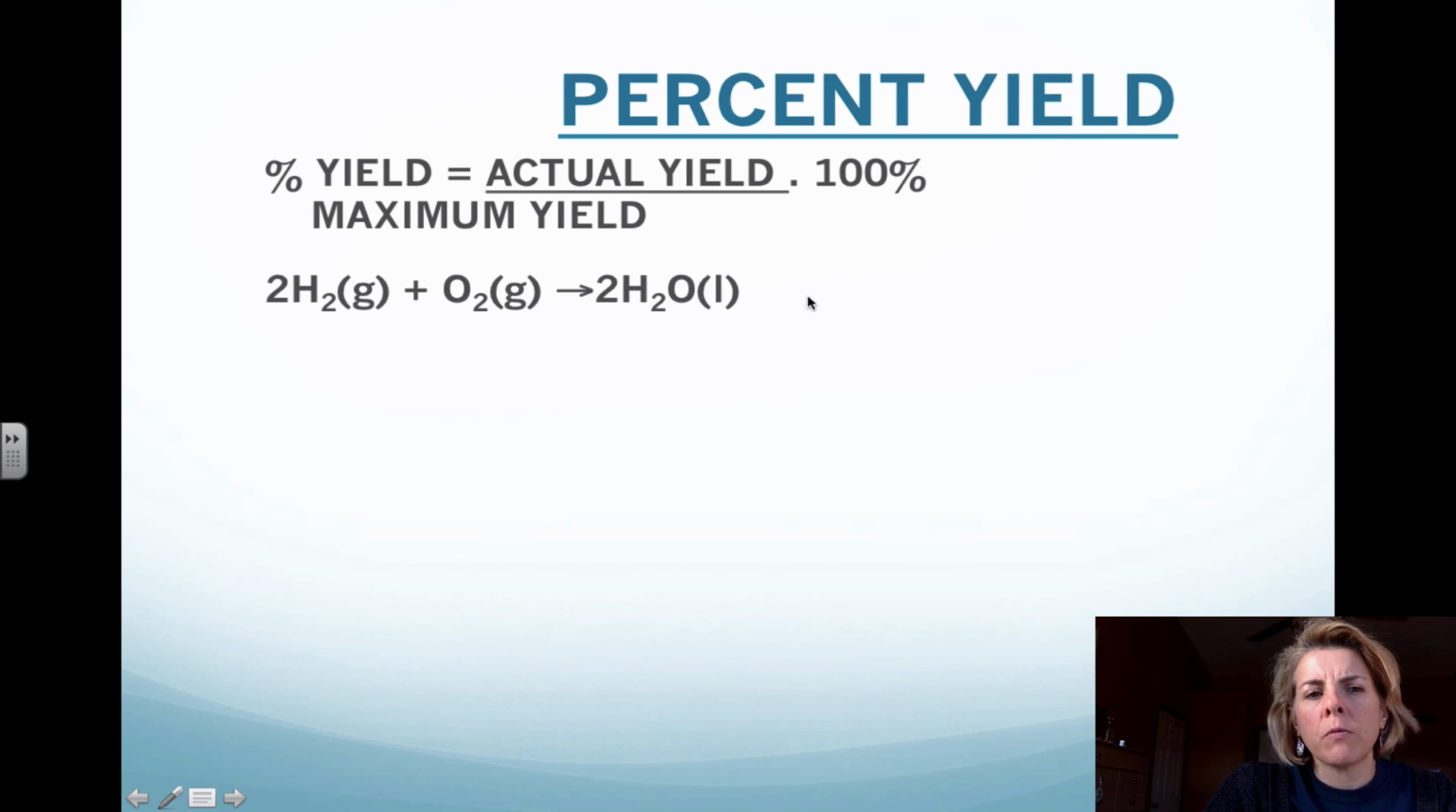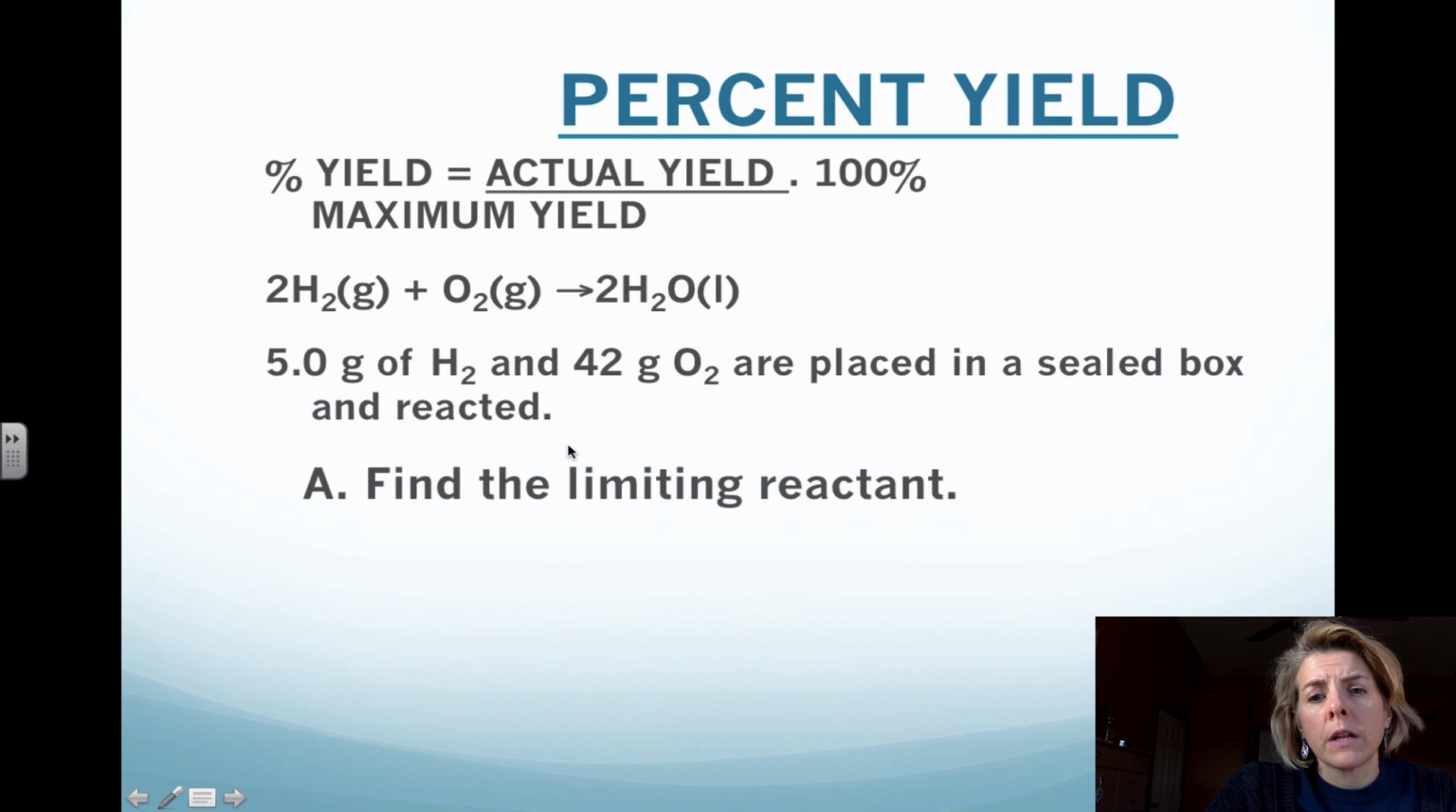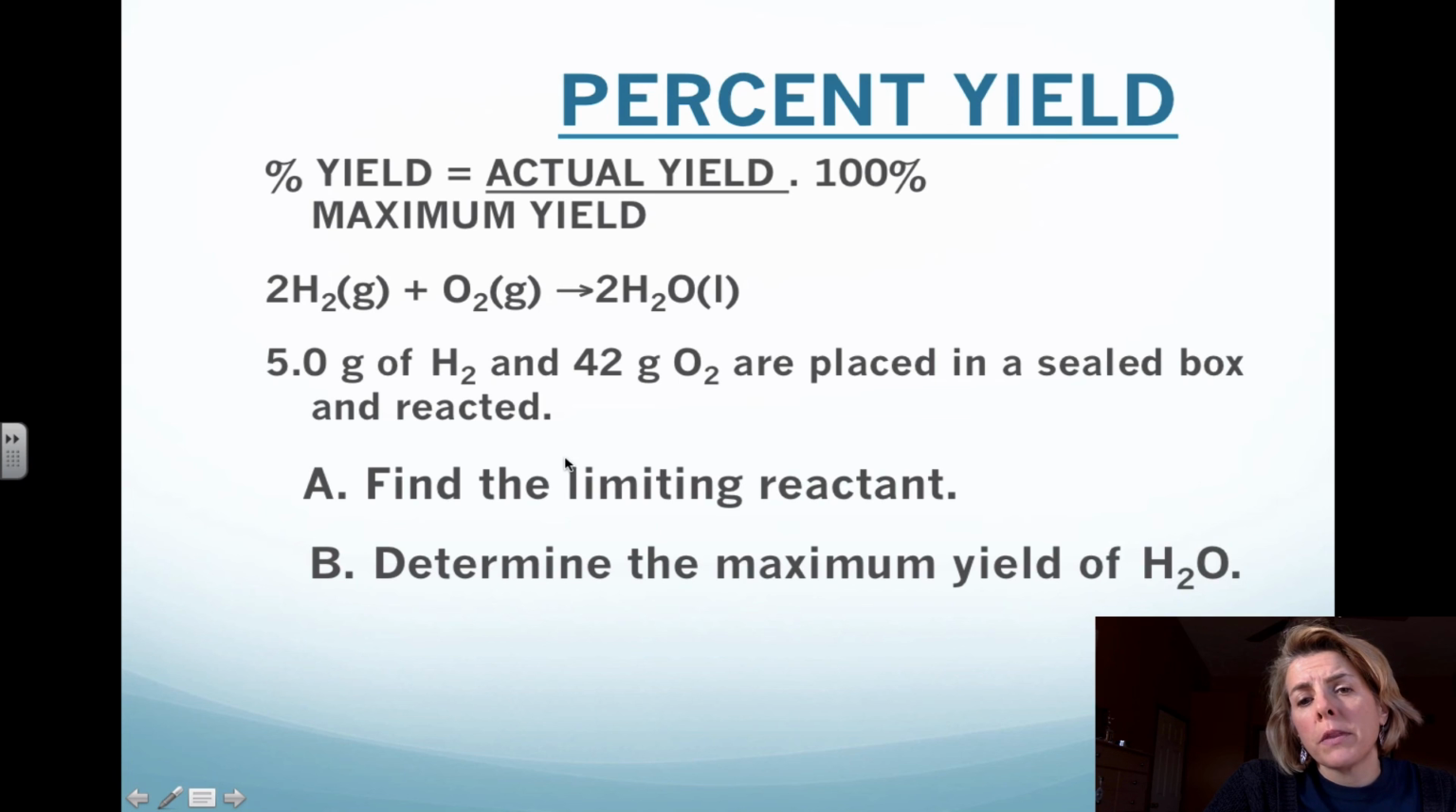So for instance, we have hydrogen plus oxygen to give us water. We have 5 grams of hydrogen, 42 grams of oxygen. We're going to look for the limiting reactant and then determine the maximum yield. So the limiting reactant will give you the maximum yield, and the actual is what you're going to weigh out in the lab.